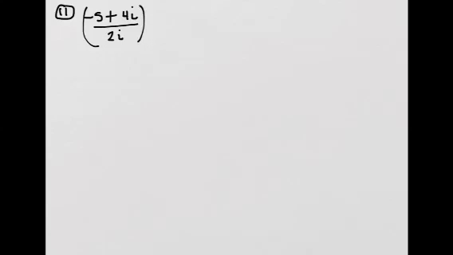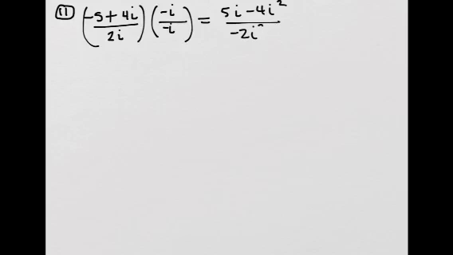For number 11, you can multiply by the conjugate of 2i, which would be negative 2i, or you can just do negative i over negative i. It's still equal to 1, and it's still going to get rid of the i in the denominator. So if you do that, you get 5i minus 4i squared over negative 2i squared. So you get 5i plus 4 over 2, right? Because i squared is negative 1, so this is 2.